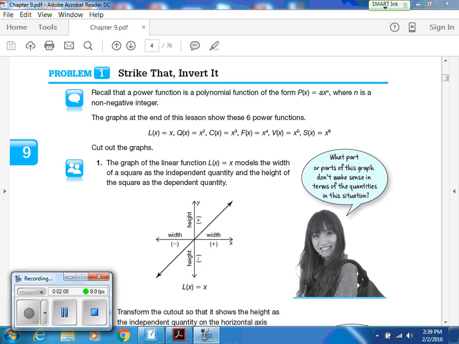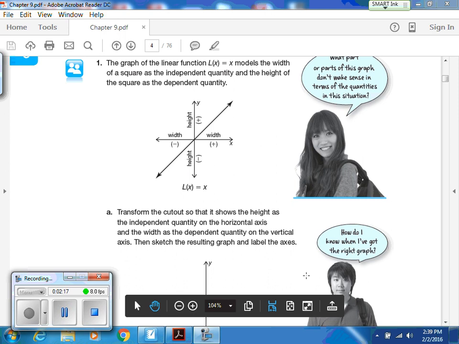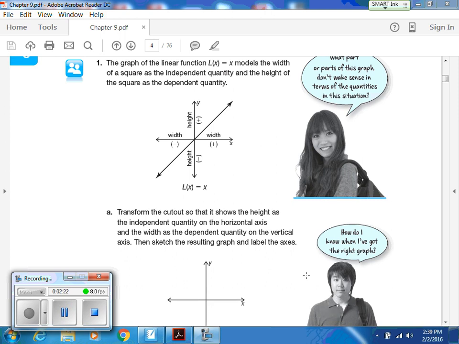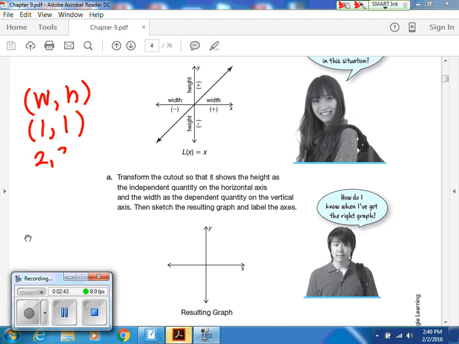Alright, this is an odd function. It's got that non-matching end behavior. Okay? So on this particular function, they have graphed the width of a square versus the height of a square. If it's a square and its width versus height, it's the same. So if I have width in the x place and height in the y place, it's going to be like 1, 1, 2, 2, 3, 3, right? Because it's a square. They're exactly the same.